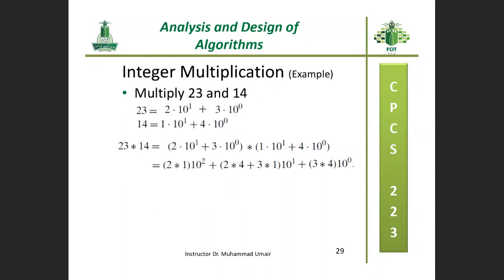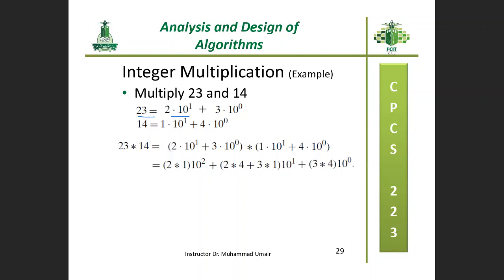Starting with a simple example, and then on the basis of this pattern, we will devise a formula. For example, if you have to multiply 23 with 14, can I write 23 equal to 2 into 10 raised to power 1 plus 3 into 10 raised to power 0? This is the place value of every digit in the number. I hope you are already familiar with this. Similarly, 14 can be written as 1 into 10 plus 4 into 10 raised to power 0.